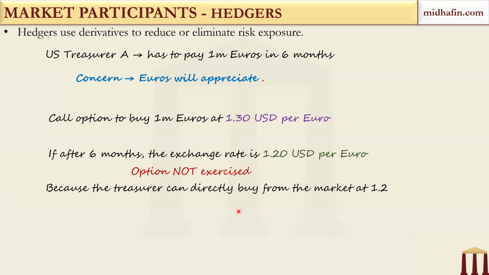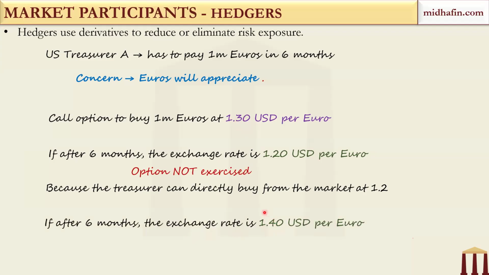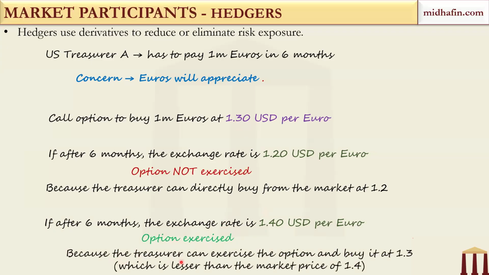Not exercised. But if the exchange rate is $1.4, in that case, the option will be exercised. Because the treasurer can exercise the option and buy at 1.3, which is lesser than the market price of $1.4. So this protects the treasurer from an unfavorable exchange rate increase.